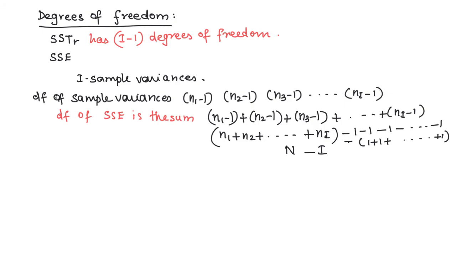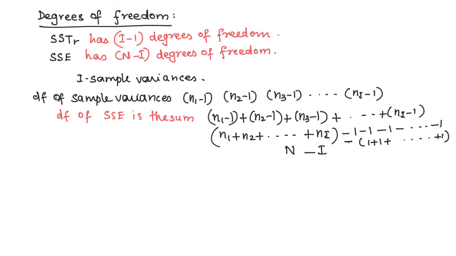If you add n1 plus n2 plus n3 plus n4 up to ni, that will be capital N. And we have minus 1 minus 1 minus 1 up to I; there are I ones. Factor out the negative, and you have 1 plus 1 plus and so on, I ones, which makes I. So N minus I. So SSE has N minus I degrees of freedom.